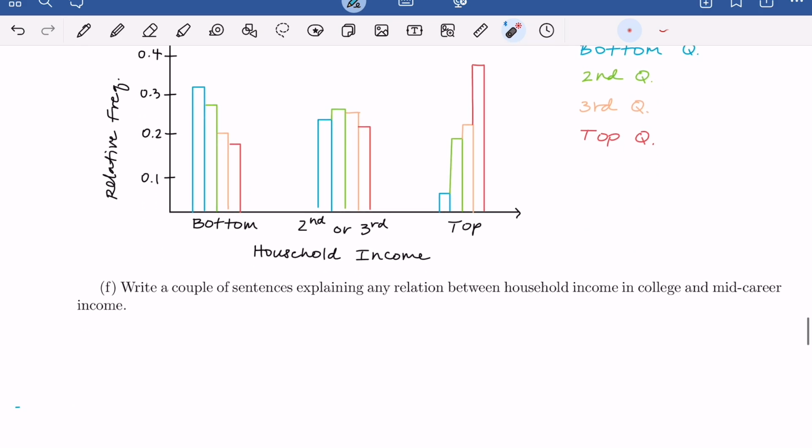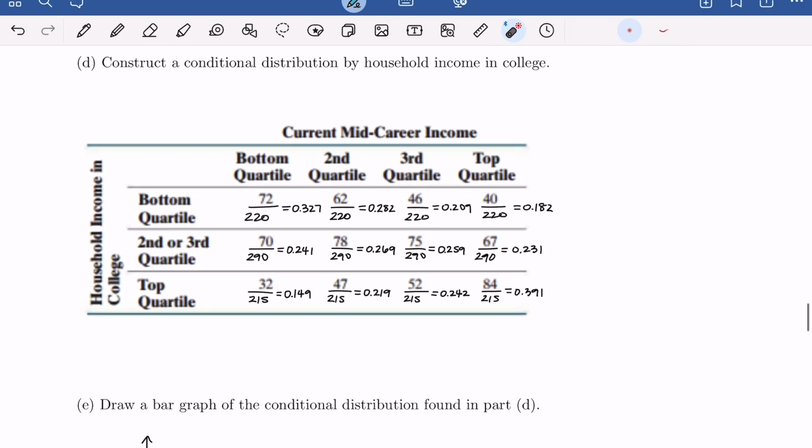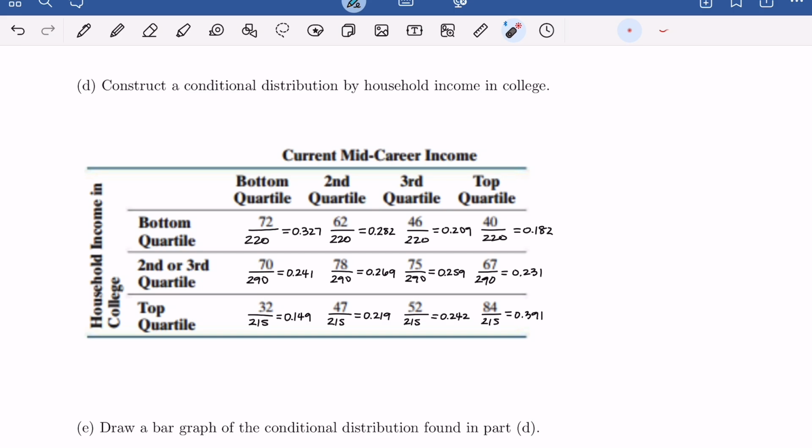For part F, we want to write a couple of sentences explaining any relation between household income in college and mid-career income. To do that, we'll go back to our conditional distribution to see what's going on. Notice people in the bottom quartile for household income in college tend to remain in the bottom quartile for current mid-career income. This is definitely a higher relative frequency than the other quartiles. So someone in the bottom quartile for household income in college generally stays there. A lower number of people move from the bottom quartile to the top quartile for mid-career income.